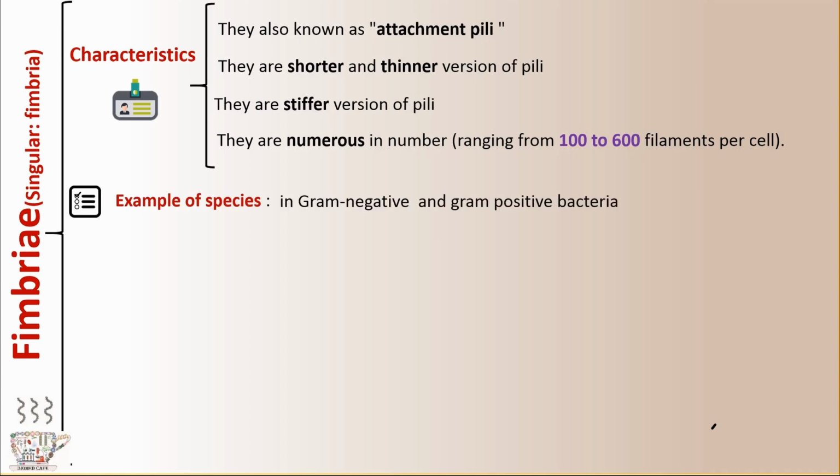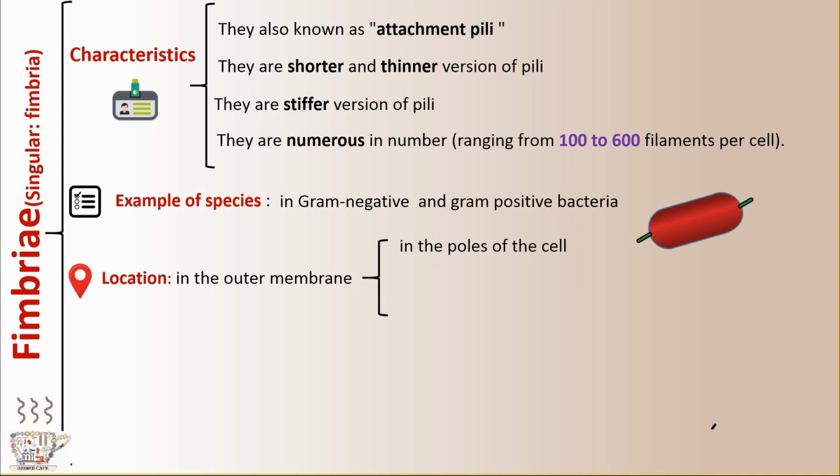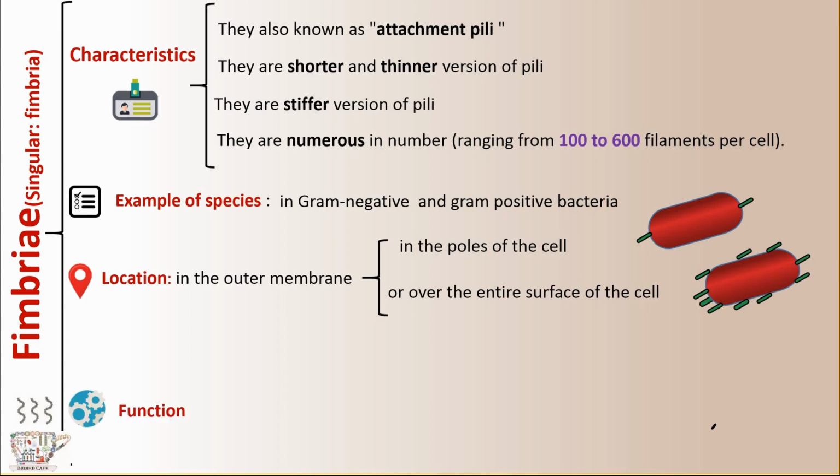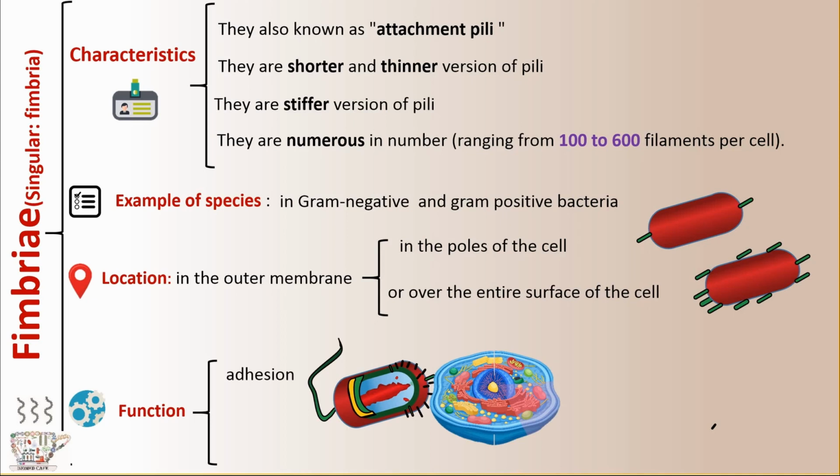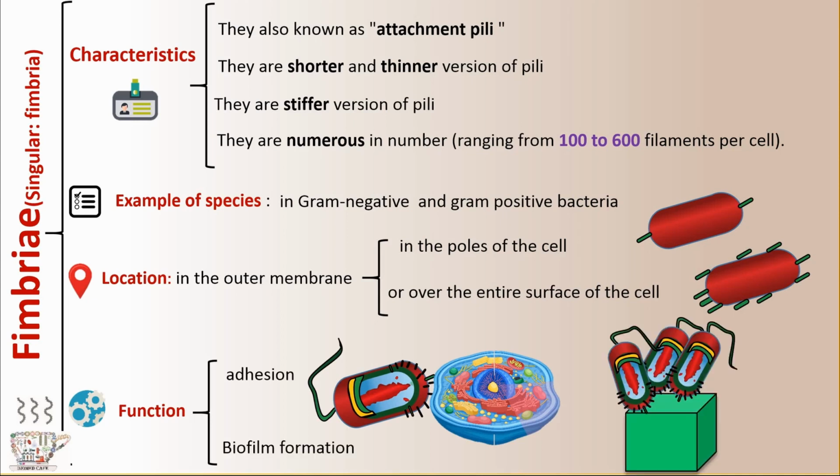Example of a species: Fimbriae are found in gram-negative and gram-positive bacteria. They are located in the outer membrane, in the poles of the cell, or over the entire surface of the cell. They play a role in adhesion and biofilm formation.